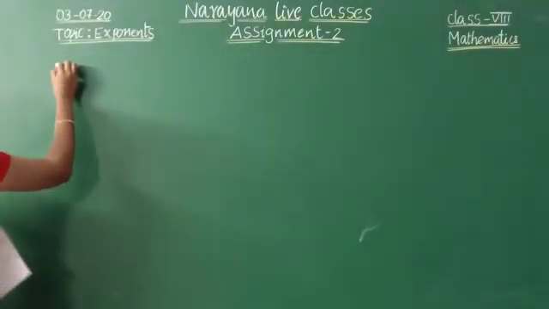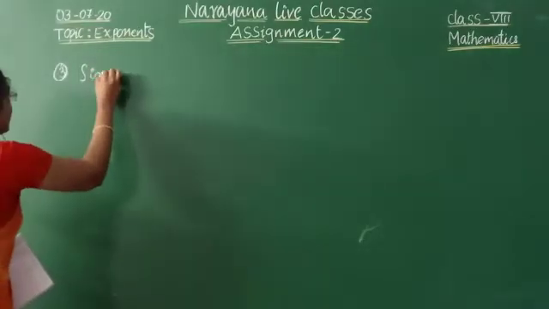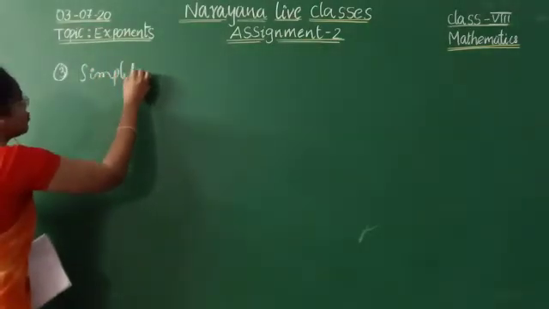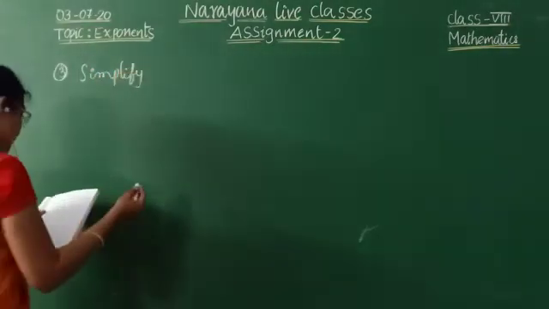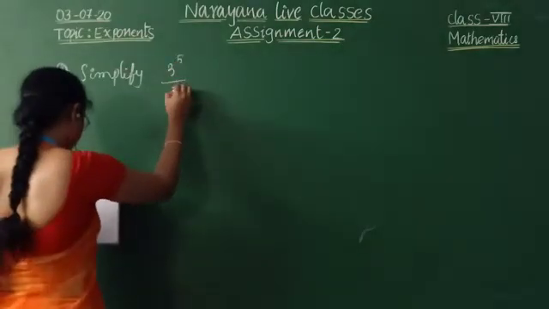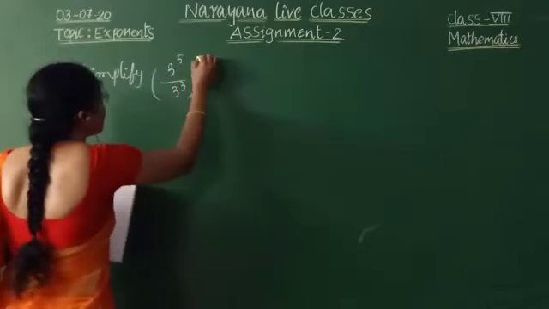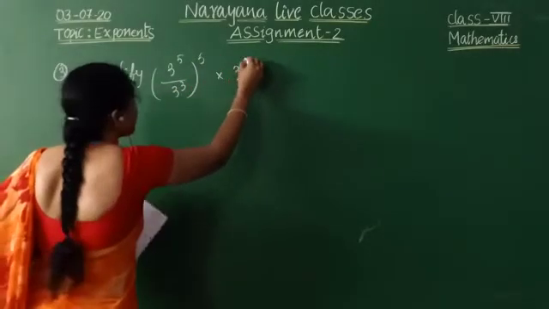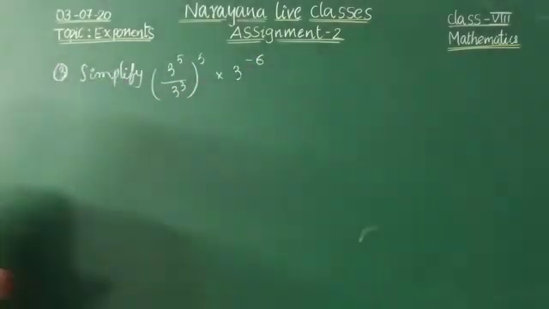Third question, same, simplify, and the third question also has 2 bits. Simplify. The first one we have to take is 3 power 5 by 3 power 3 whole power 5 into 3 power minus 6. So this form we have to find.